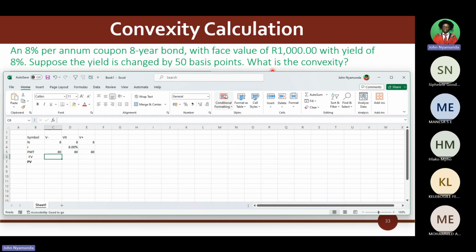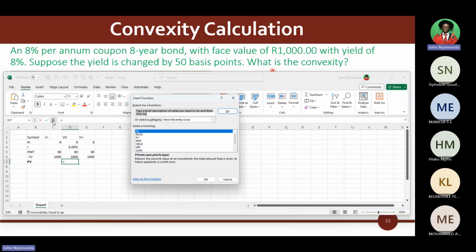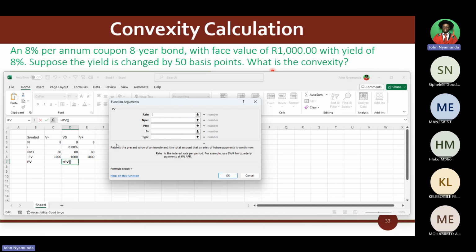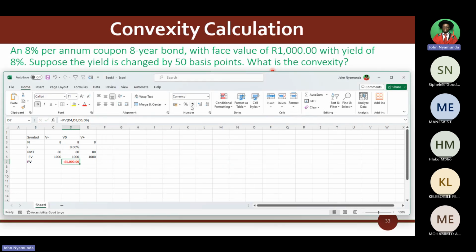Our future value, of course, is 1,000 there. We know that there is also 1,000 in our table. Then we do our PV calculation for this one. I don't know why we're doing PV, but let's just do a PV calculation to make me happy. The rate is 8, NPER is 8, PMT is 80, FV is 1,000. It should give us the 1,000, which is correct.